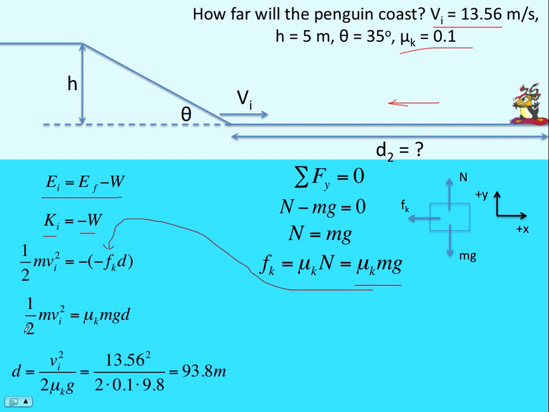And I algebraically solve for d. Put in the givens, and we get 93.8 meters. Pretty far, but he was going pretty fast. That's, what is that, almost 30 miles an hour.